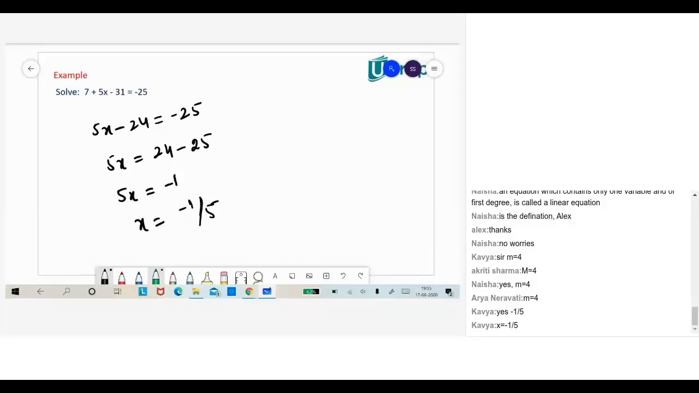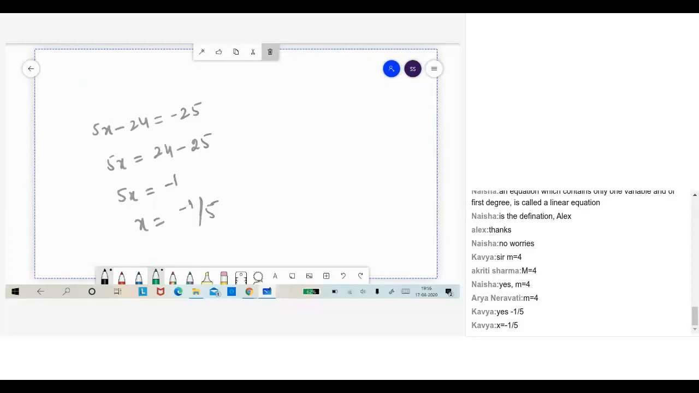Here you have 24 now. If you do it this way, sir. Okay, never mind. I got it. 24 minus 25, no? Never mind, sir. I got it. Yes. Perfect. So complete this. Done? Yes, sir. So perfect.